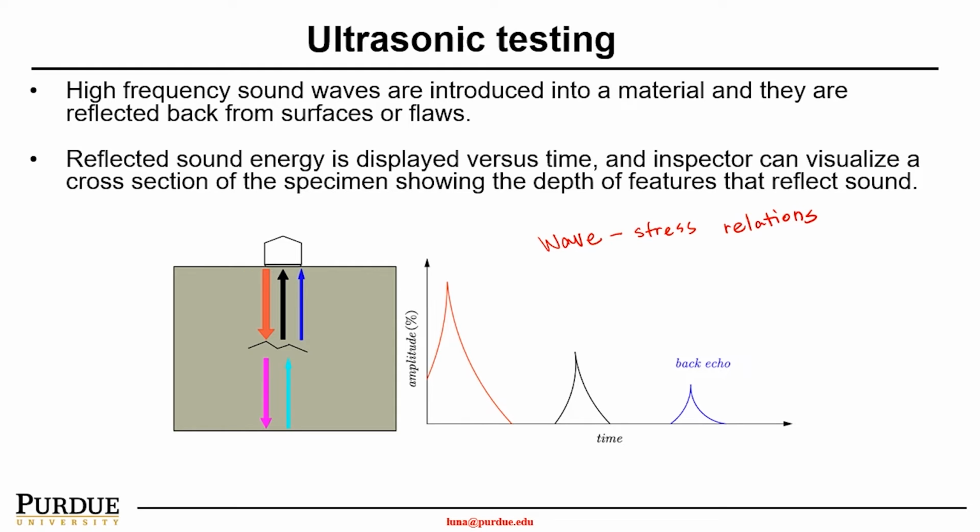So for instance, in this case, this is your original wave, and this is the reflected back echo. This is a defect echo, or what we call DE. So by looking at the amplitude, which is the energy reflected back, in the time domain, we can understand whether there is a defect in the material or not.